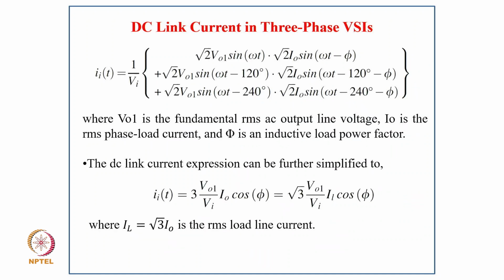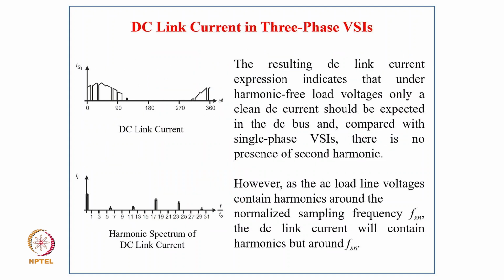So where V0 is the fundamental RMS AC line voltage, I0 is the RMS phase load current, and phi is the inductive load power factor. So the AC link current expression can be further simplified: I1t equals 3 V01 upon VI times I0 cos phi, or root 3 V01 upon VI times I1 cos phi, where IL equals root 3 VI0, and I0 is the RMS load line current.